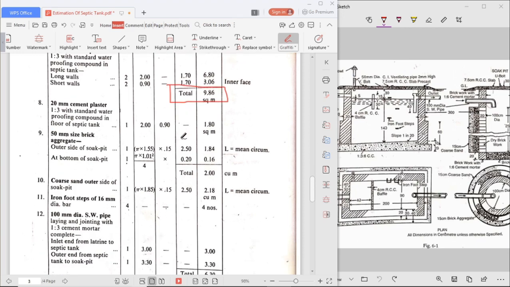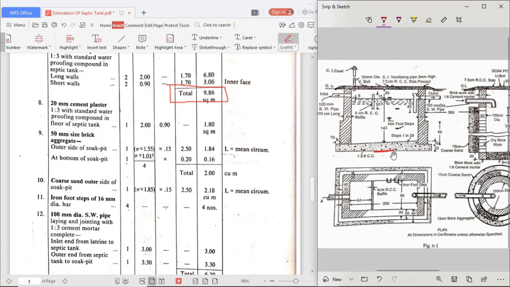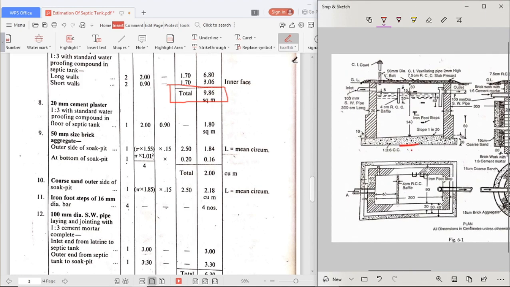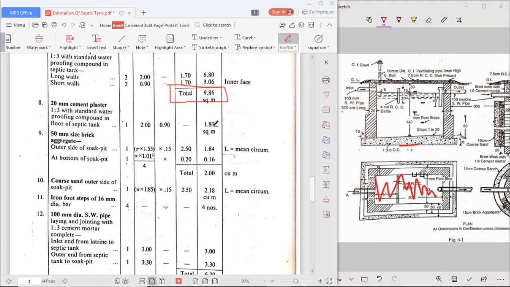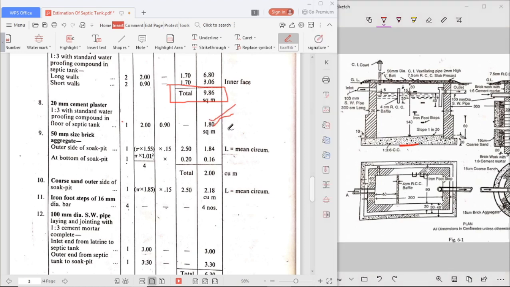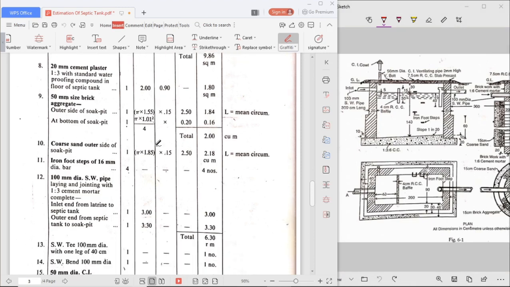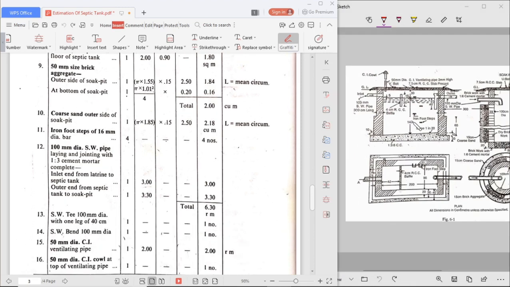Next, 20 cement plaster they have given for the floor. For the floor of the septic tank they have given 20 cement plaster, 1 is to 3 with standard waterproofing solution. So 200 centimeter is the inner dimension into 0.90 is 1.80 meter square. For the cement plaster on the floor, we have to take the floor inner dimension. Then 50 size brick aggregate.